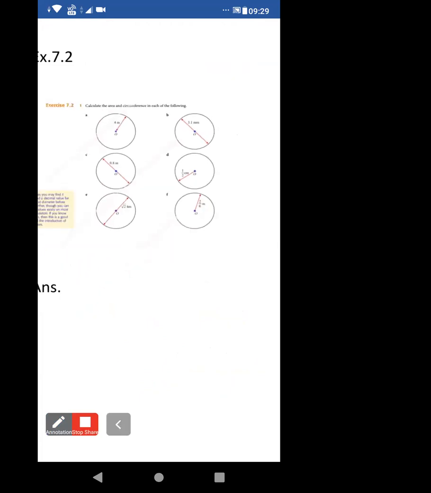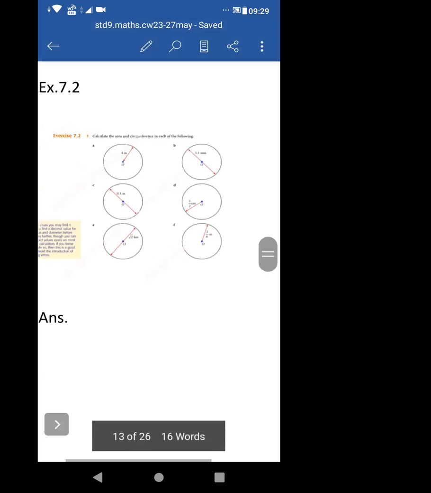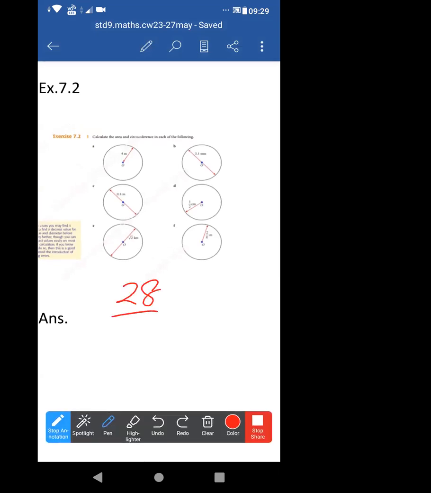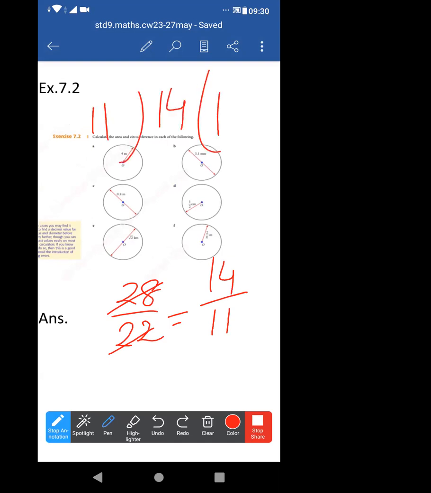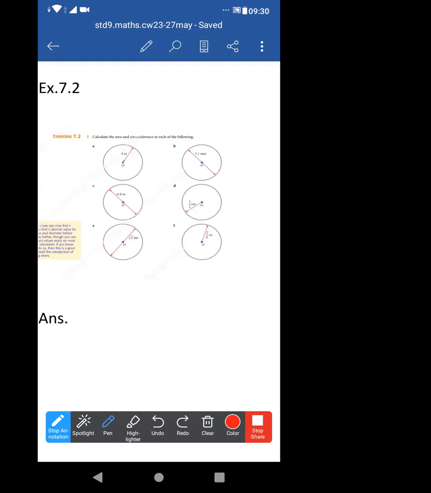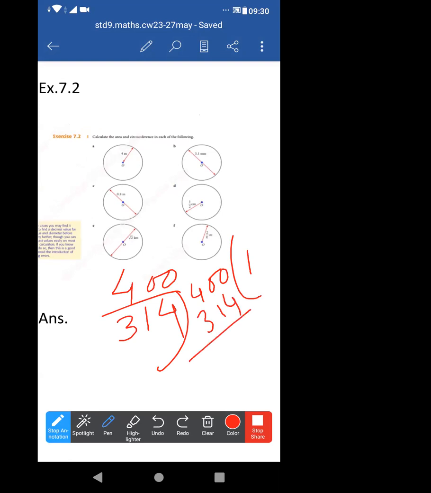How is it 12.56? Because it is 20. Look at this. If we do 28 by 22, just look at this. If we cut it, it will be 14 by 11. I have done 4 into 3.14. If we come to that part, 400 by 314, just apply your common sense. It is 400. If we divide it, then it will be 1 by 1, 314. Okay? Yes or no?